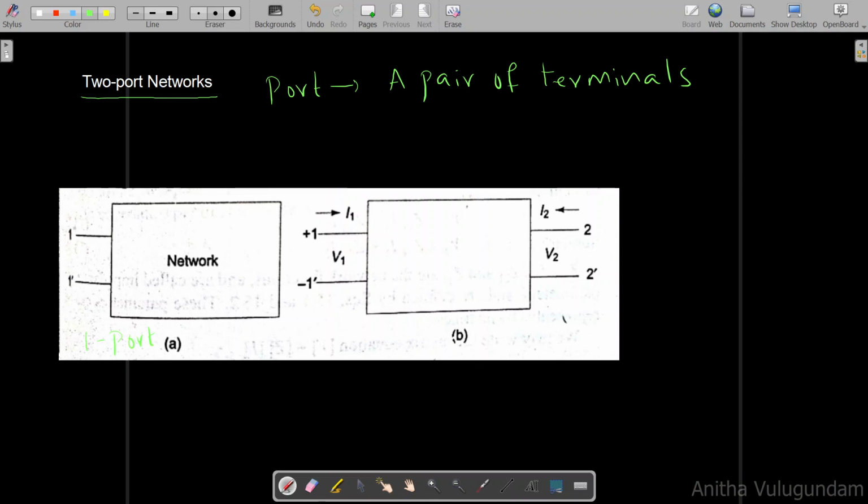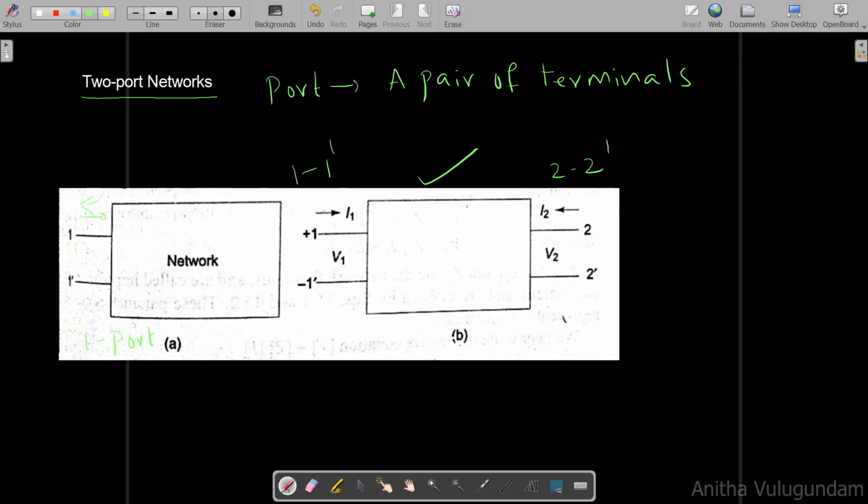A port is a pair of terminals into which energy is supplied or from which energy is withdrawn, or you can say that at which a signal may enter or leave the port. And this is a two-port network, where a network is represented by a black box. It consists of two pairs of terminals here. 1 1 dash is one pair, 2 2 dash is another pair. So we have two ports. It is named a two-port network.